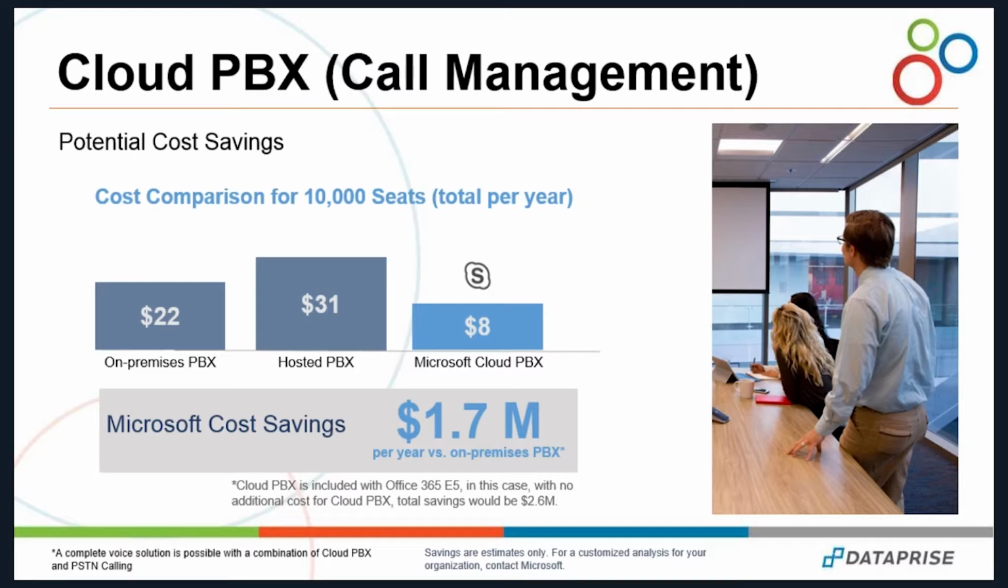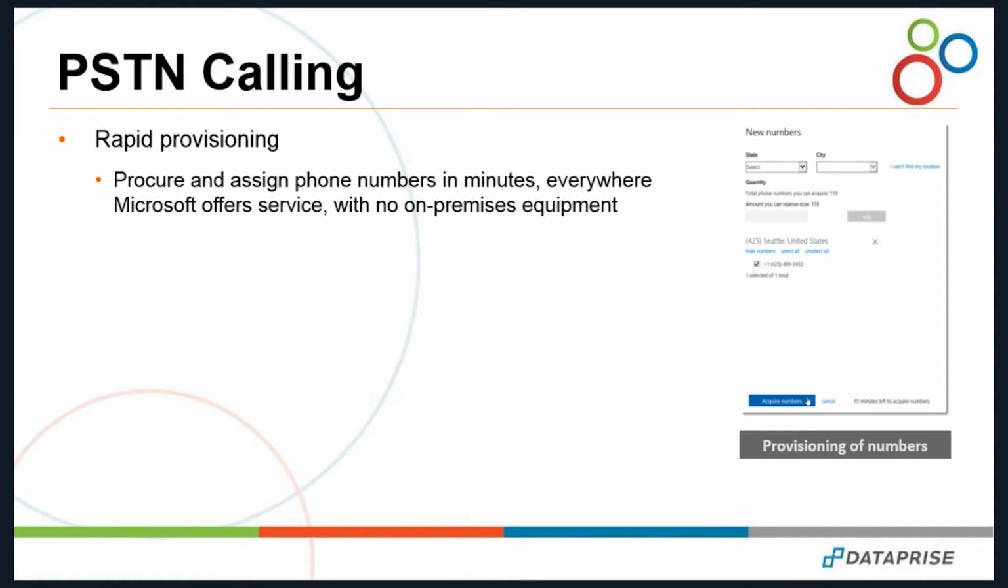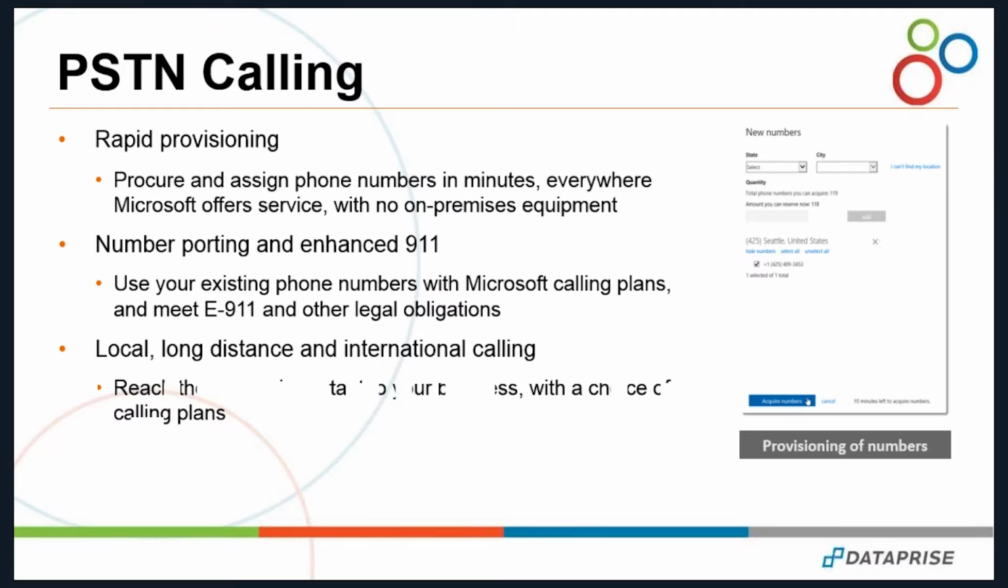So let's talk a little bit about PSTN Calling. Well, first of all, let's talk a little bit about the provisioning process and some of the benefits. The cost savings by using Skype for Business Cloud PBX were pretty impressive: for a 10,000 user organization, $1.7 million, or 2.7 if you're using E5 for the other pieces. But the amount of money that you can save with PSTN calling is also pretty impressive.